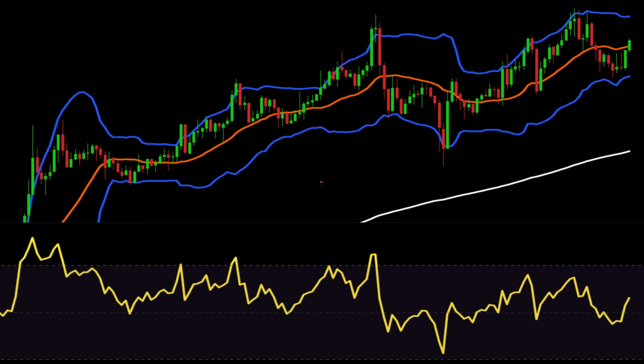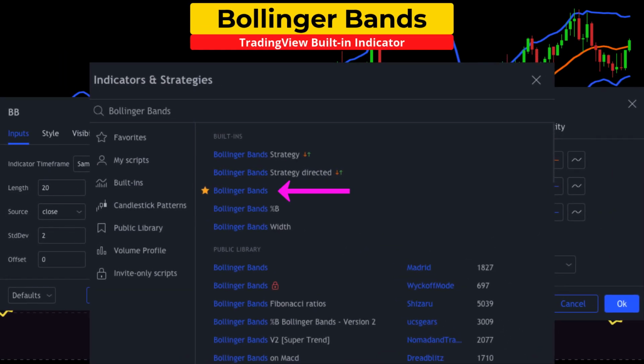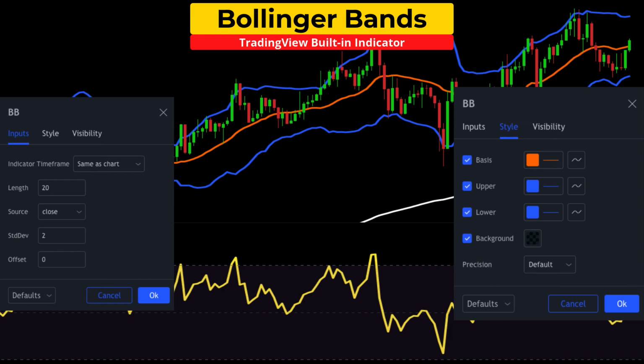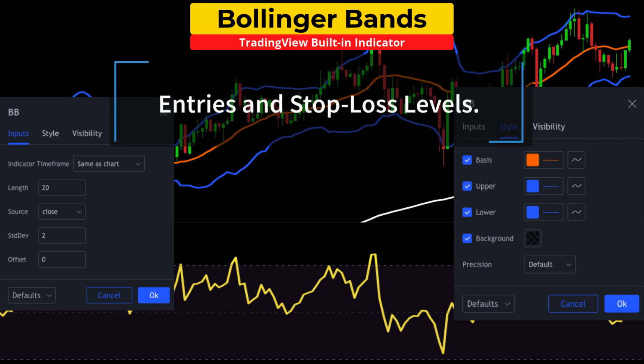The third and final indicator are Bollinger Bands. I'm going to keep the inputs at default and just make the lines thicker so you can see it more clearly. Most people use Bollinger Bands the wrong way in my opinion. You are about to see how a trend trader uses them to great effect. This study is going to provide us with our trigger for entries and stop loss levels.